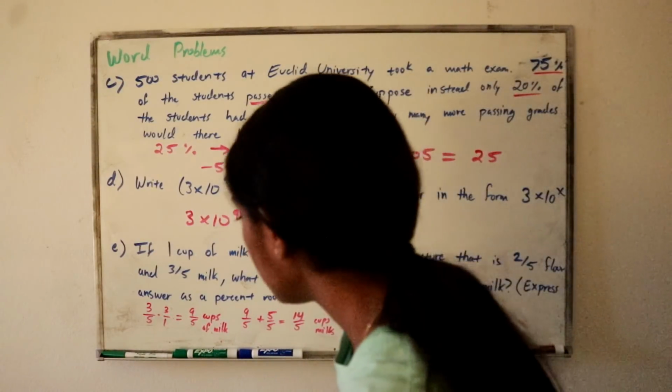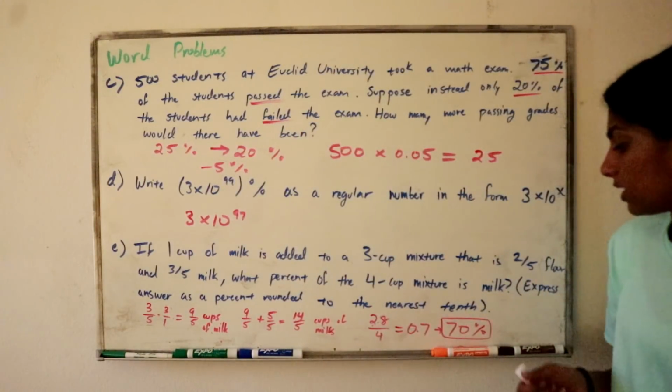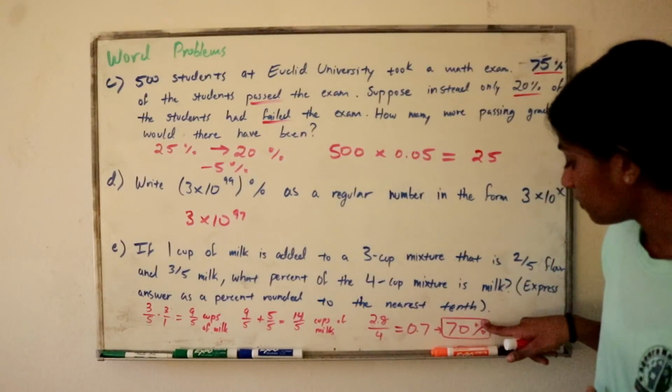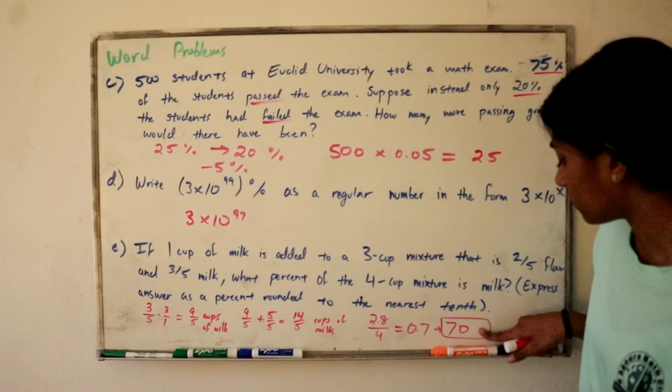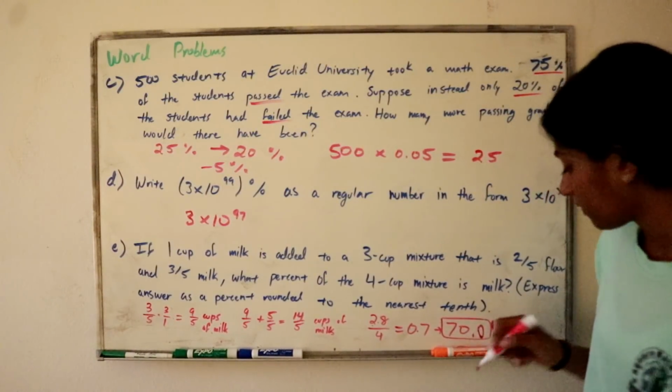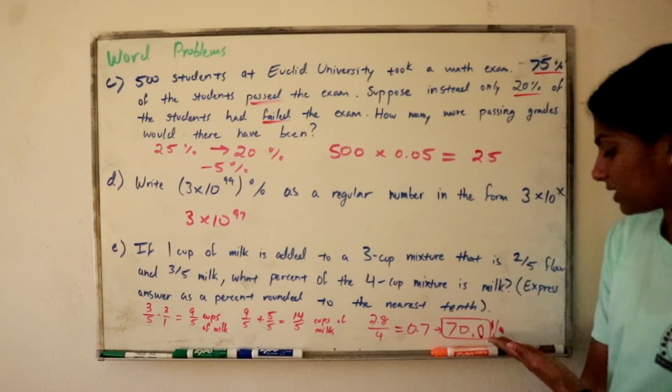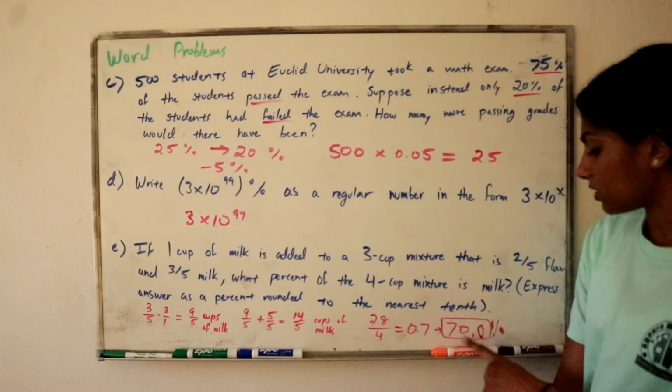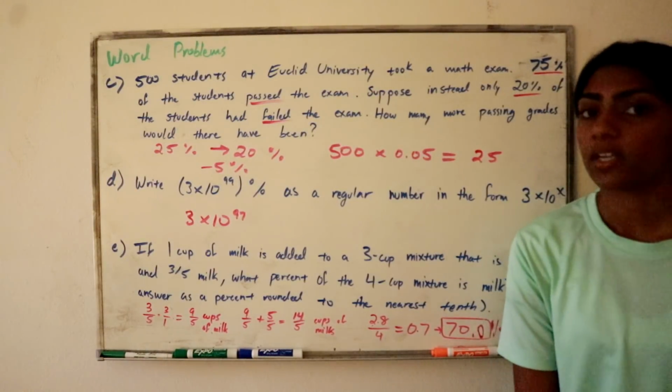So remember, it says right here that we want to round the answer to the nearest tenth. So, since we don't have any tenths, we can just put a 0.0% as our answer, since 0 rounds to 0. So we can just do 70.0% as our answer.